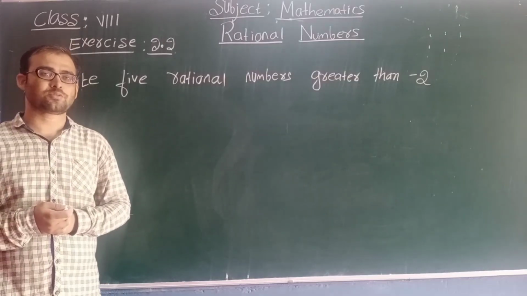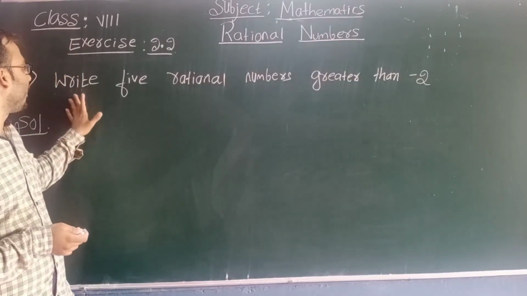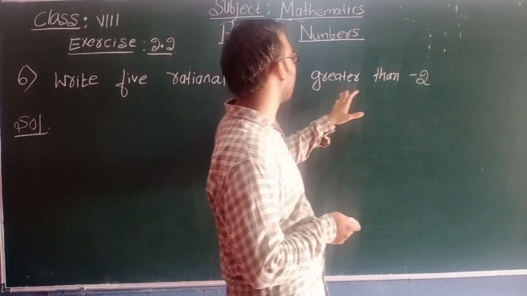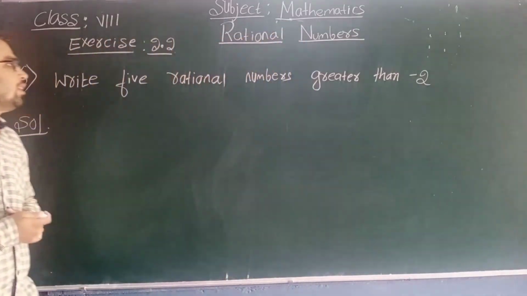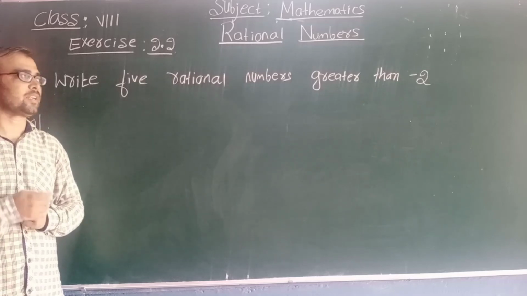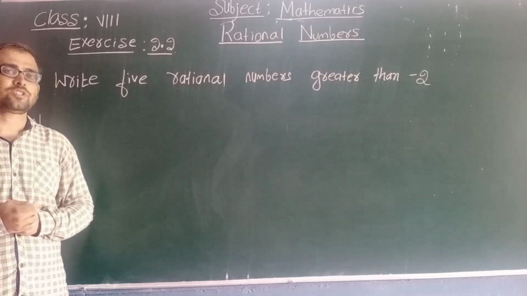Students, let us solve the 6th question. So here what is given? Write 5 rational numbers greater than minus 2. So we need to write 5 rational numbers that are greater than minus 2.